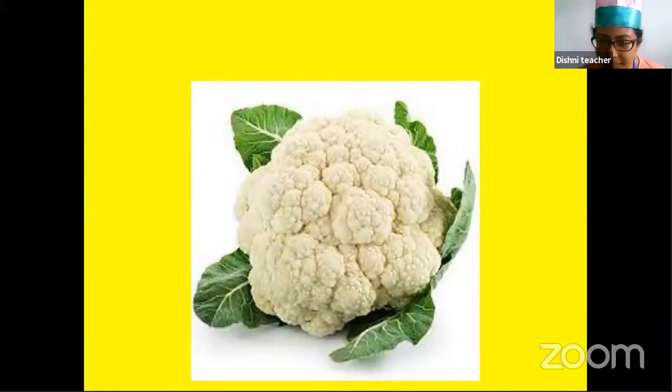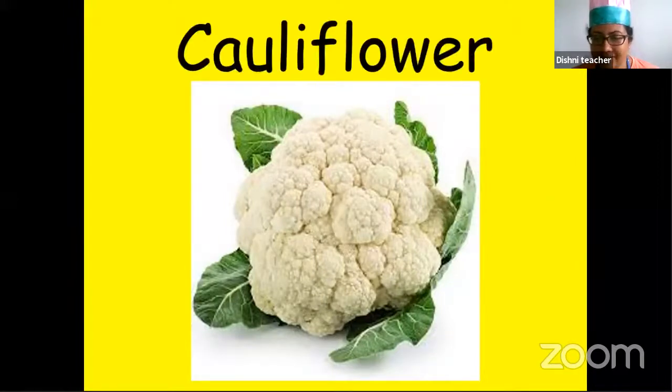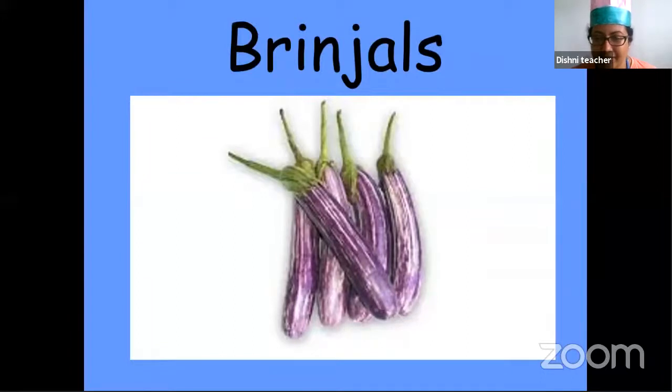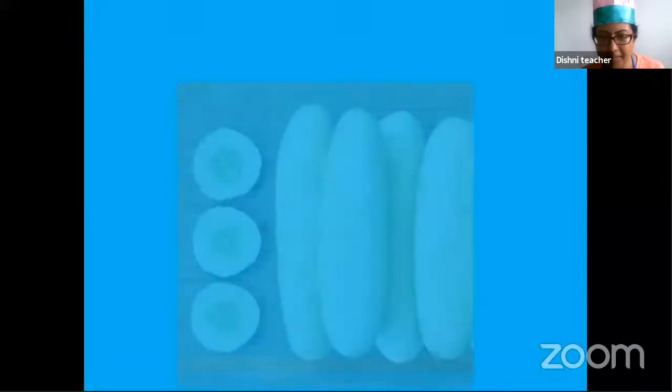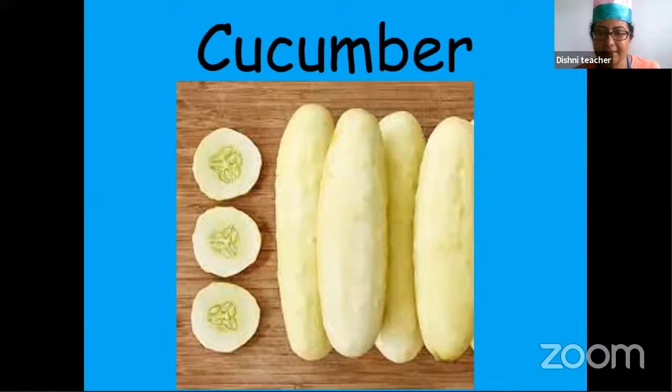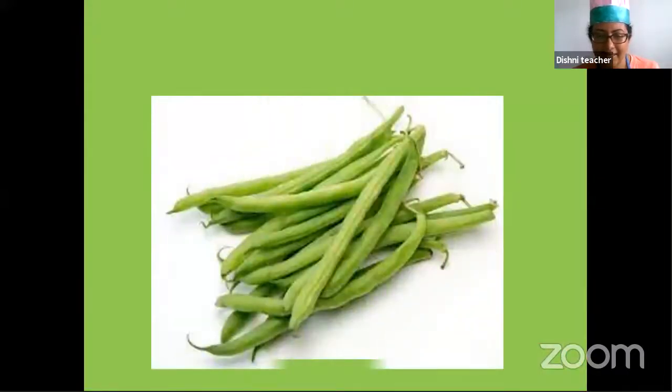What do you call this one? Cauliflower. Very good. Cauliflower is very tasty. This one? Brinjals. Yes, brinjals. Now I'm moving on. What do you call this one? Cucumber. Right. This one? Beans. Well done.